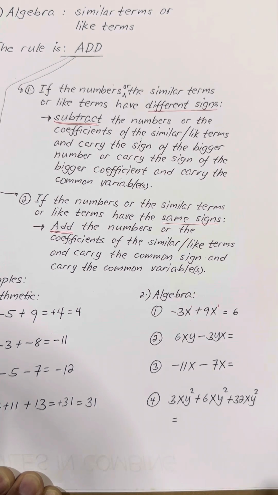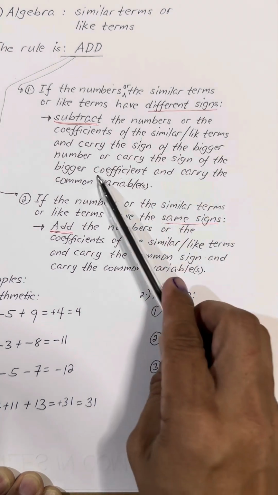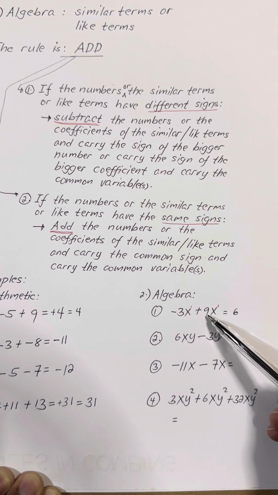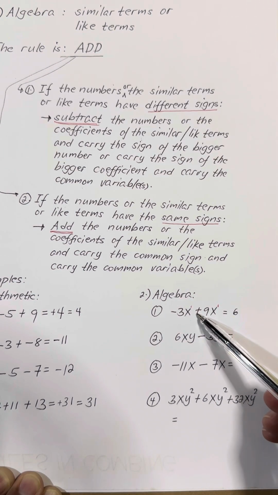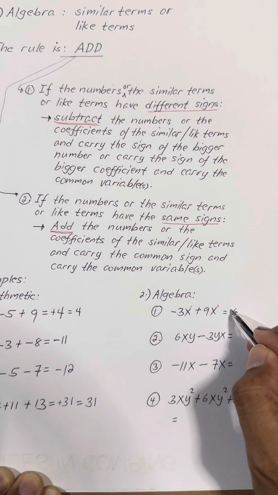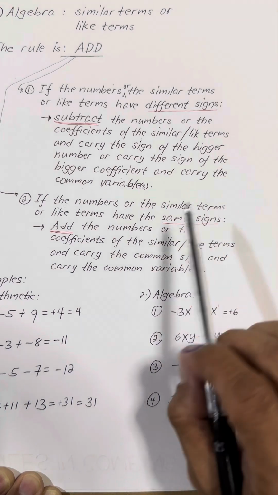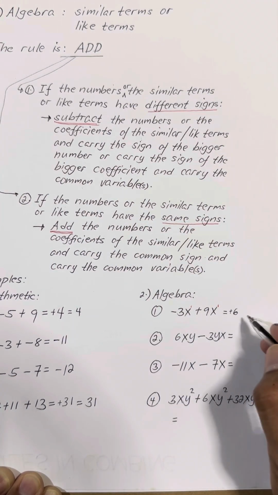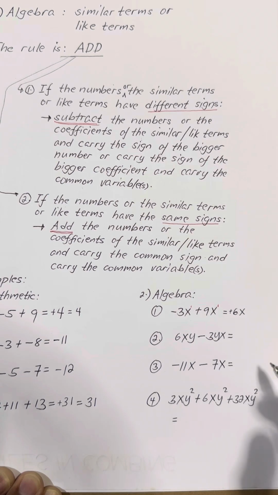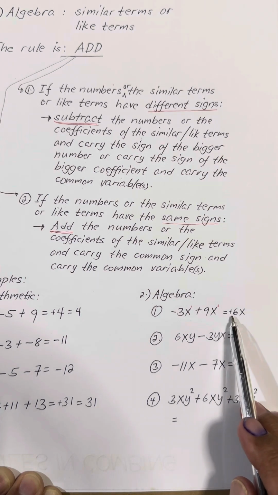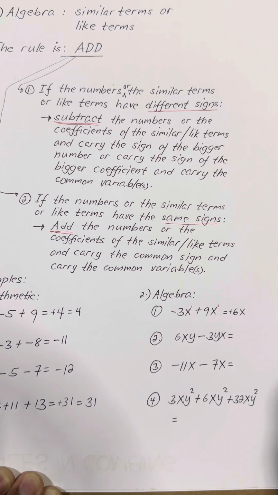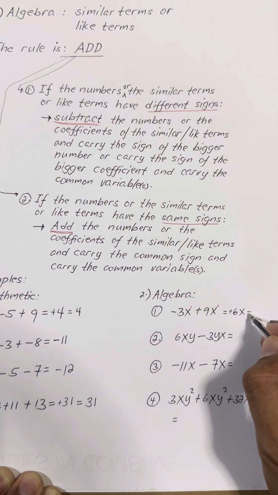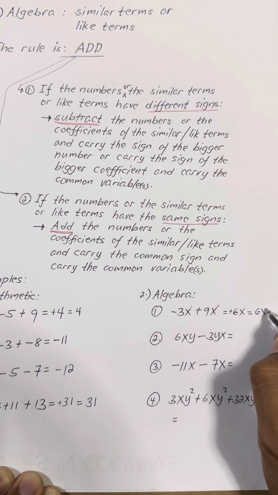And it says to carry the sign of the bigger coefficient. The bigger coefficient here is 9, which is positive, so you carry the positive. And then carry also the common variable. The common variable here is x. Since this is positive, you don't need to write the positive sign, so you can write this as 6x.